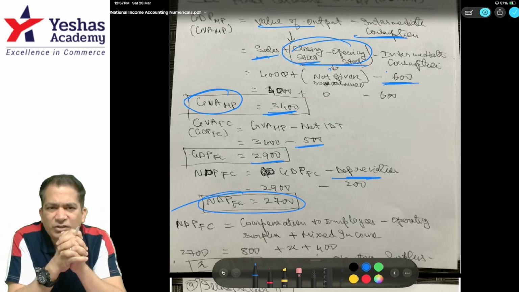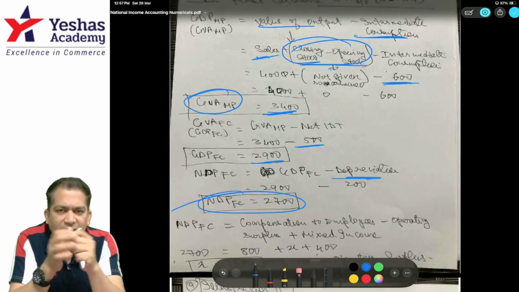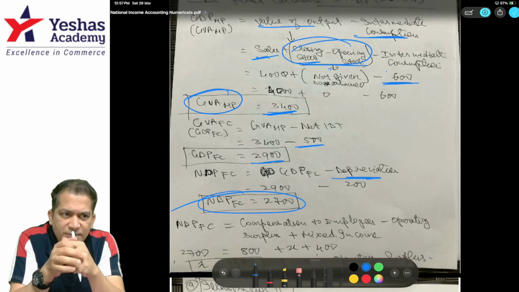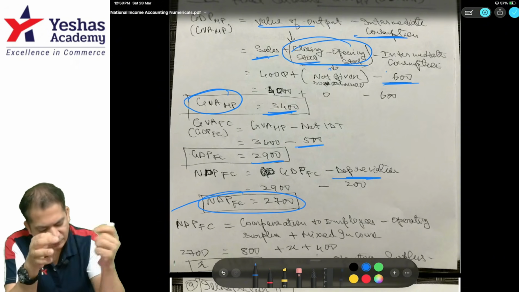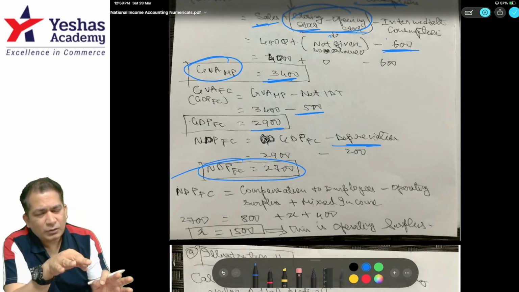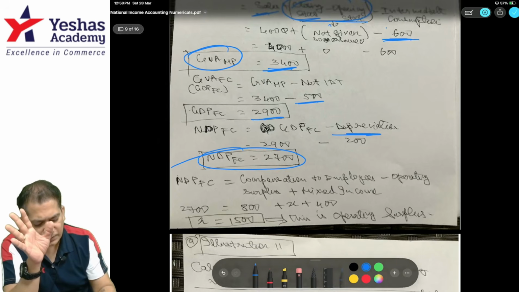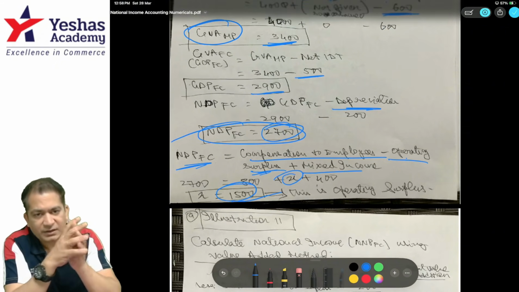Now NDP at factor cost is what? NDP at factor cost is again compensation of employees plus operating surplus plus mixed income of self-employed. And since we are calculating national income, we are only calculating NDP. We will not do anything with regard to depreciation. So it means we have got this 2700, that is NDP at factor cost, compensation of employees plus operating surplus plus mixed income. So operating surplus we have to find out. So we keep it as X, and you get the value as 1500.